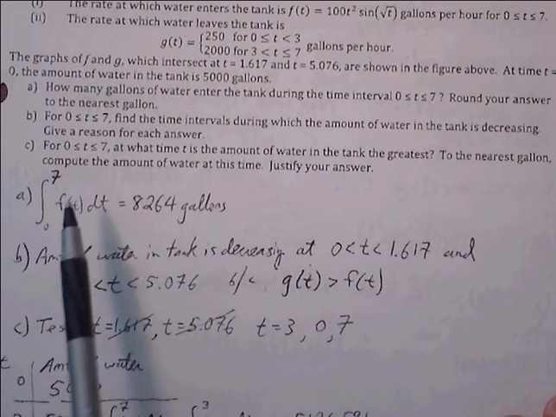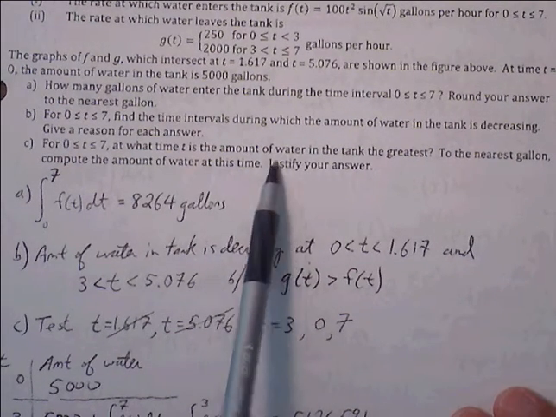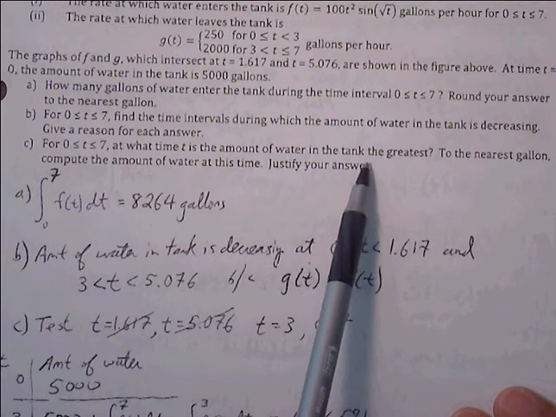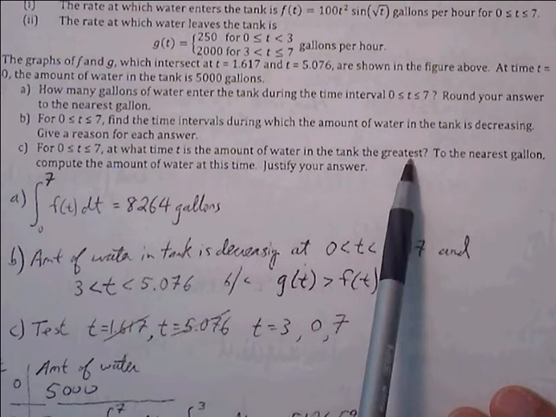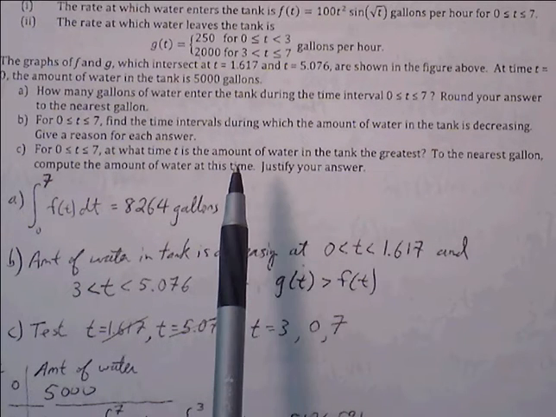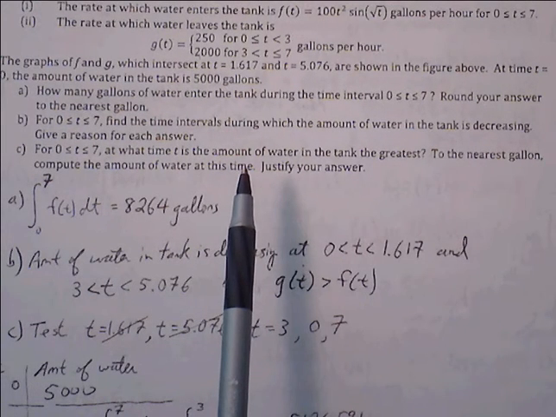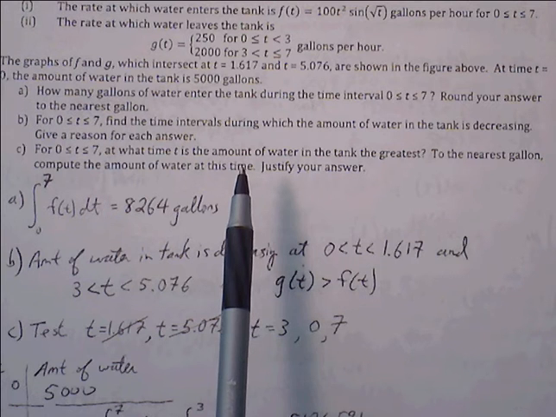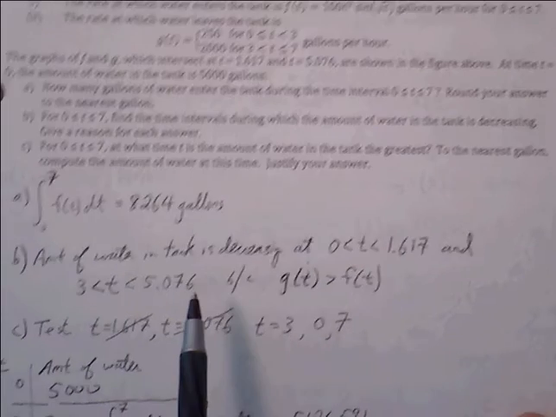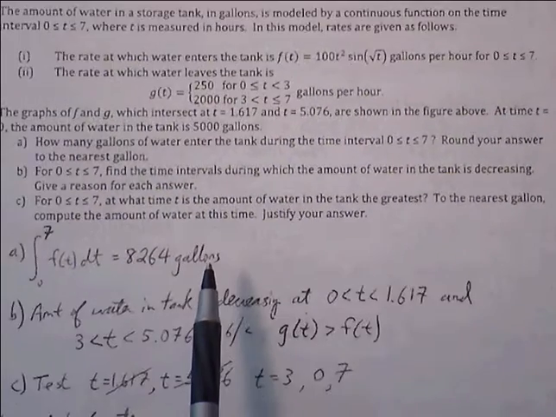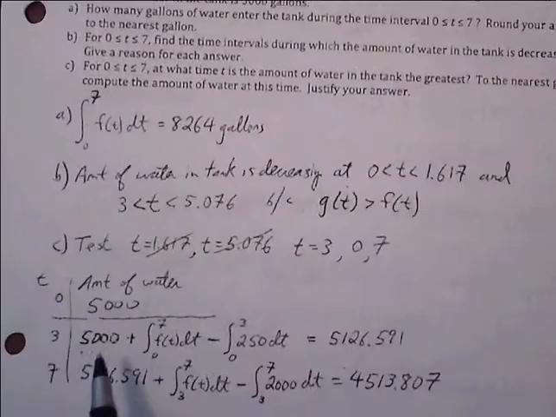Part C. At what time is water in the tank the greatest? So we're trying to find the absolute max. If we want to find the absolute max, this goes back to the extreme value theorem, where we have to test the amount of water at 0, the amount of water at the endpoint 7 hours, and also the amount of water at critical points. The critical points that we're dealing with will be relative max.